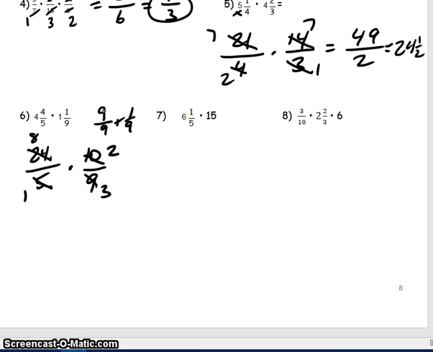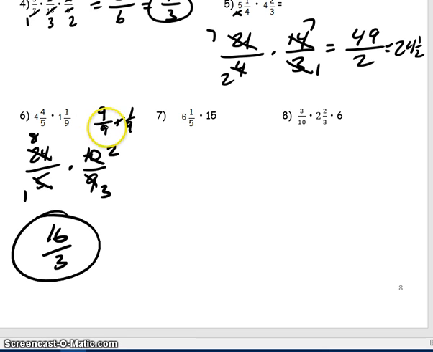So now I can multiply across. 8 times 2, 16. 1 times 3, that is a 3. No one fits into 16 and 3, so we're done. You can stop right there. All right.